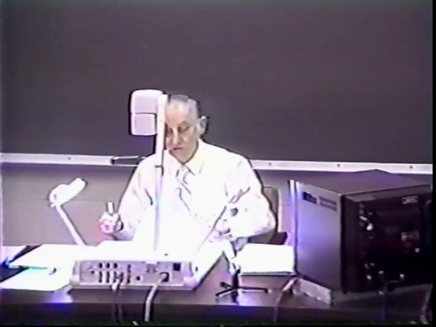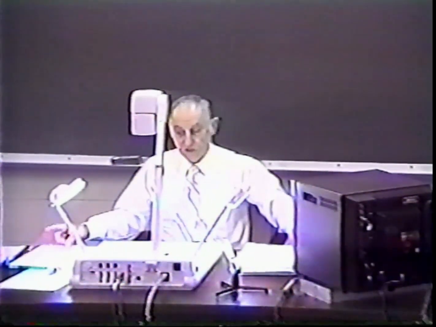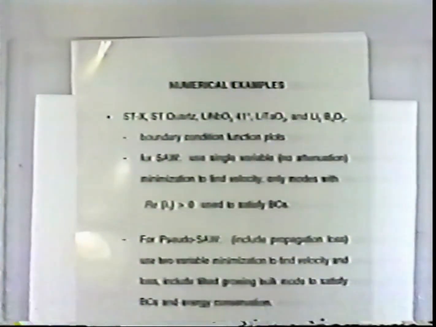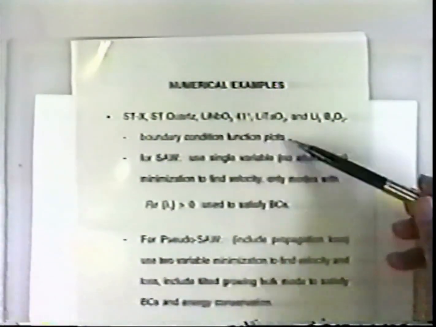Okay, so what I want to do is take a look at a couple of examples, really more than a couple. So let's take a look at this next sheet. I do have some data, which I'm going to take a look at in a moment, for quartz, lithium niobate, lithium tantalate, and lithium tetraborate. I'm not going to do any boundary condition function plots. These are in one of the papers that is part of the reading material.